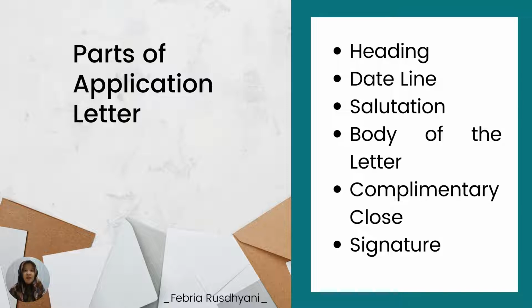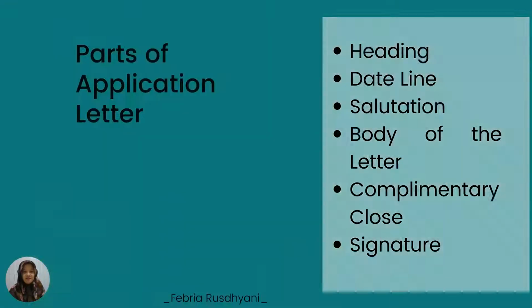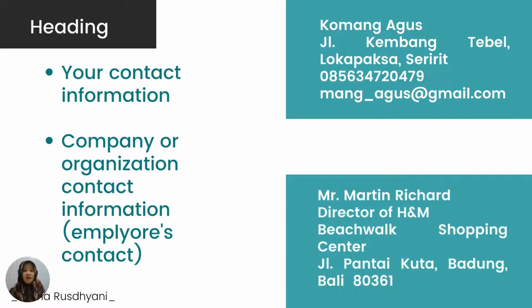And then let's learn about the parts of application letter. Here are some parts of application letter. They are heading, deadline, salutation, body of the letter, complimentary clause, and signature. Let's talk about it one by one. Okay, so what are there in heading? Heading is about the head, the upper part of the letter.